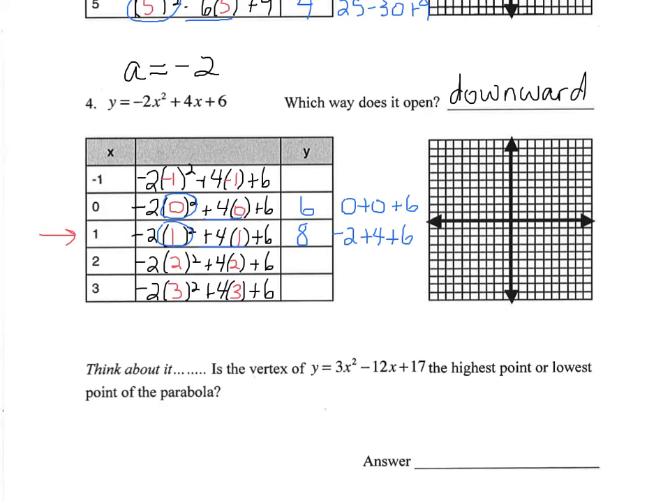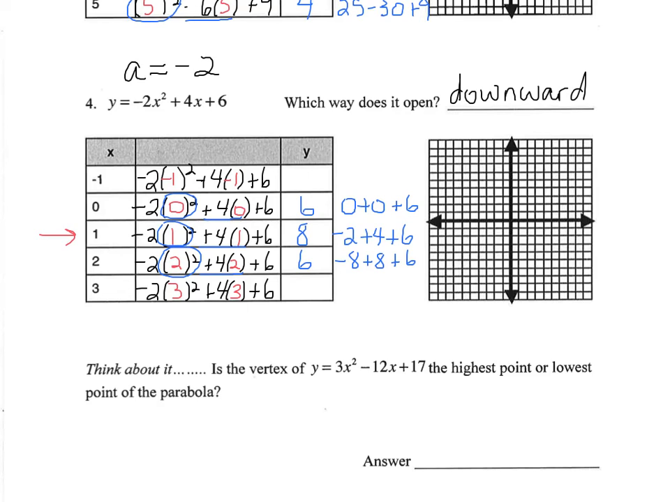For this next one, if I plug in 2, I should get 6 for an answer. Let's see if we do. 2 squared is 4. You've got to do that first. Then I have to take negative 2 times 4, which is negative 8. Now let's do 4 times 2, which is positive 8. And then we have plus 6. Negative 8 plus 8 is 0. 0 plus 6 is 6.